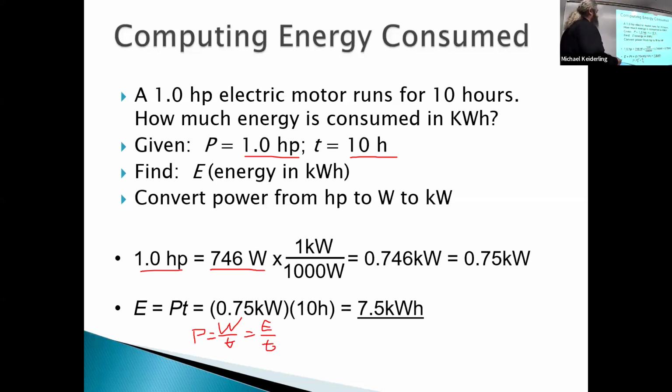So 1 horsepower times 746 watts, so that's what 1 horsepower is, times 1 kilowatt per 1,000 watts is going to be 0.746 kilowatts or 0.75 kilowatts. 0.75 kilowatts times 10 hours is 7.5 kilowatt hours. You can see the watts cancel here.